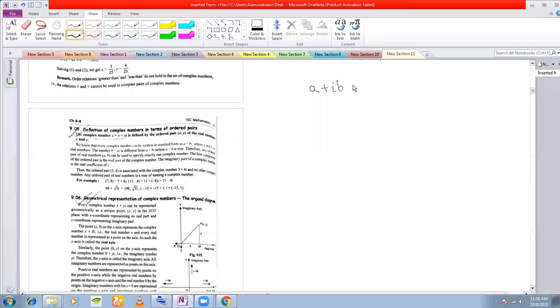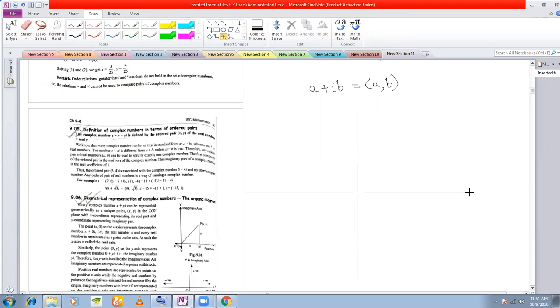When we write coordinates of numbers, we write ordered pairs like this. These are all called ordered pairs. Complex numbers can be written as ordered pairs: a plus ib can be written as (a, b) within brackets.